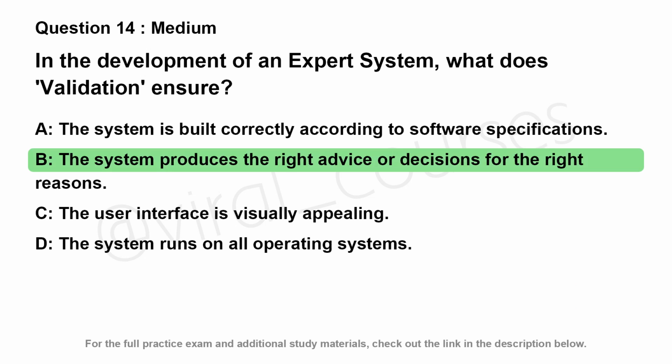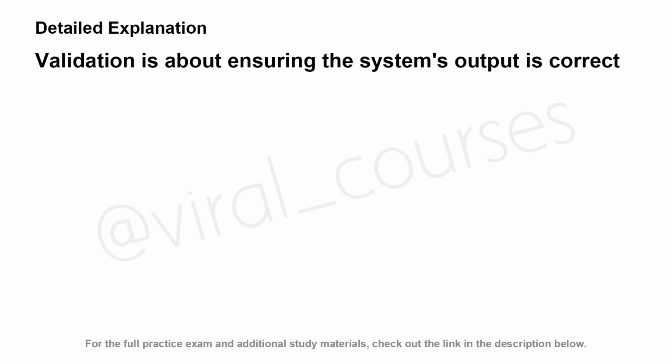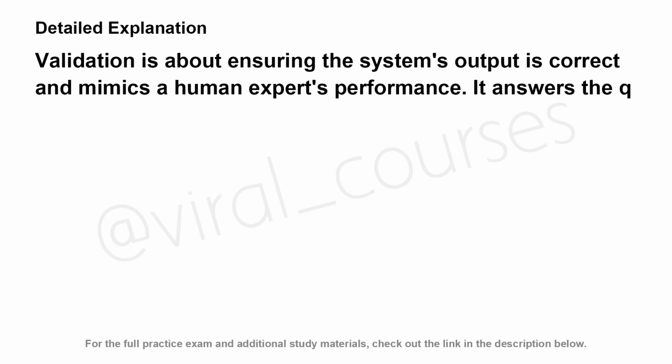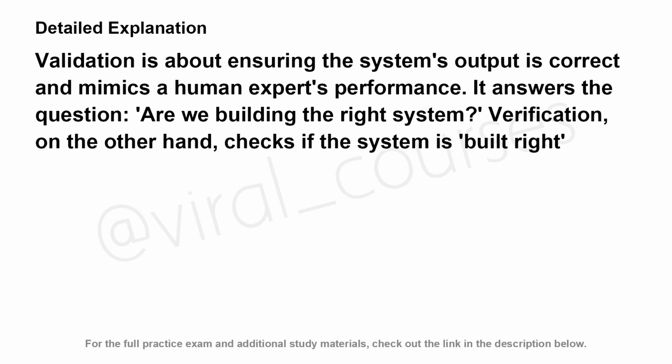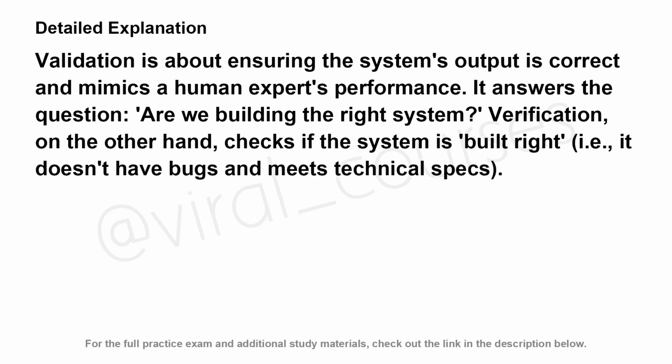The correct answer is B. Validation is about ensuring the system's output is correct and mimics a human expert's performance. It answers the question, are we building the right system? Verification, on the other hand, checks if the system is built right, i.e., it doesn't have bugs and meets technical specs.